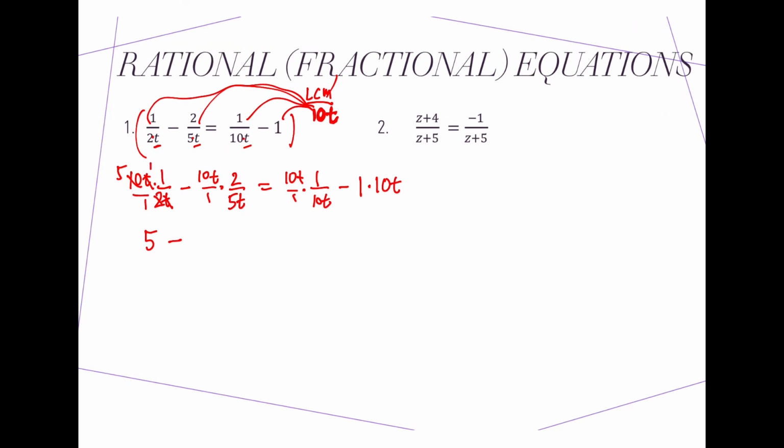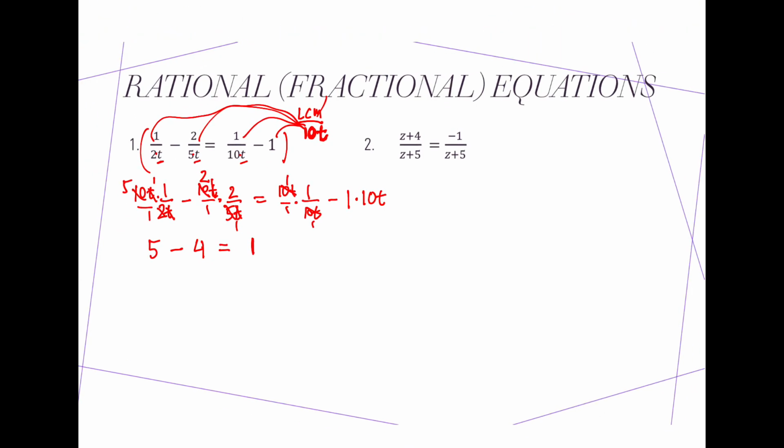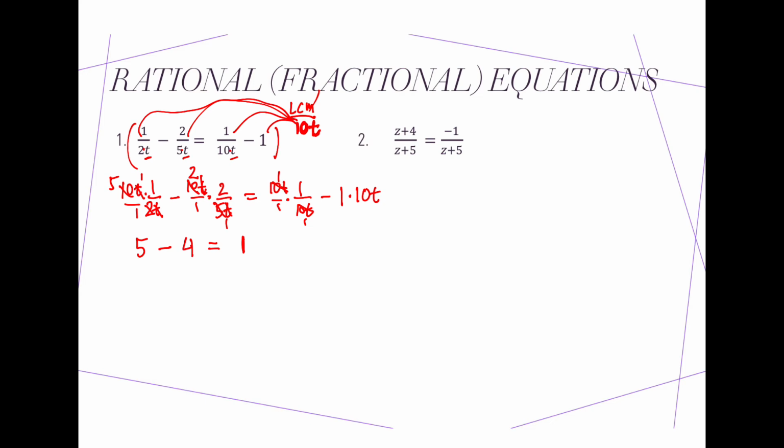For the second one, again, the t's cancel out. 5 goes into 10 twice. So I'm left with 2 over 1 times 2 over 1, which is 4. This just cancels out, so I have 1 times 1, so equal to 1. Or it doesn't become 0, it becomes 1. And this is 1, and then minus 1 times 10t.